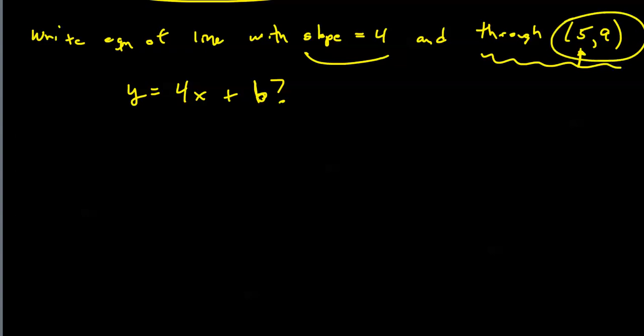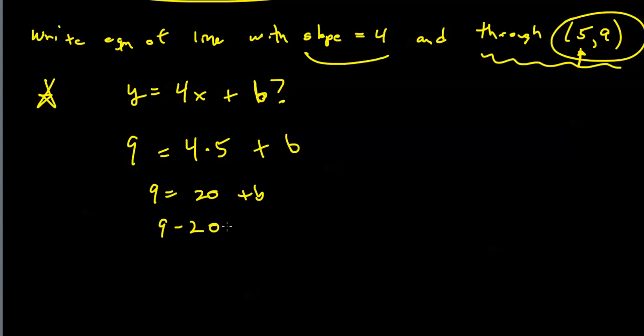Now, because this point is on the line, we know it must solve this equation. So what I'm going to do is substitute the values of 5 and 9 for x and y respectively, and then I can solve quite easily for the y-intercept. So 9 equals 4 times 5 plus b, so 9 equals 20 plus b. b is going to be 9 minus 20, and of course that's -11.